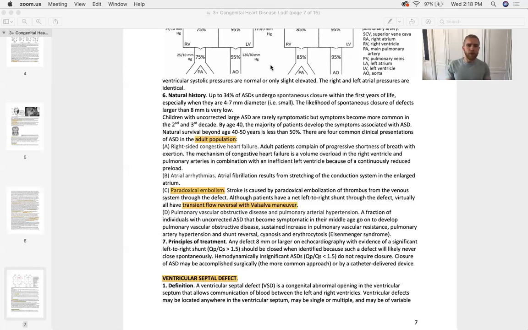So a paradoxical embolus is a very bad consequence. Obviously, it presents acutely, and it can be kind of the warning sign that a patient does have a septal defect that they did not know about. Some other symptoms listed here, I didn't highlight because they're fairly obvious.